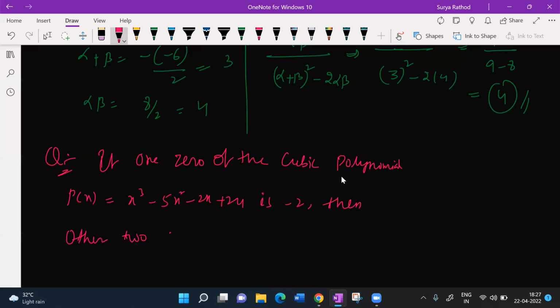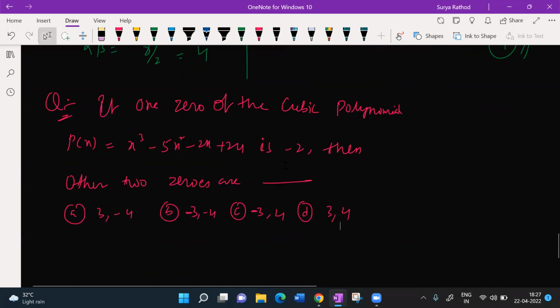Then the other two zeros are what? Option A: 3 comma minus 4. Option B: minus 3 comma minus 4. Option C: minus 3 comma 4. Option D: 3 comma 4. Correct?